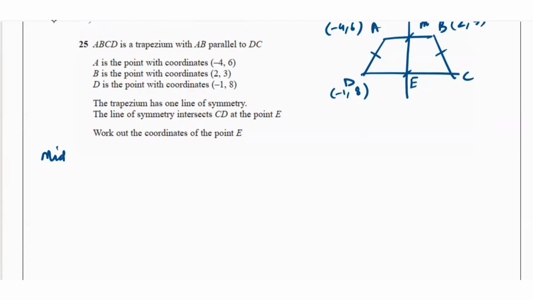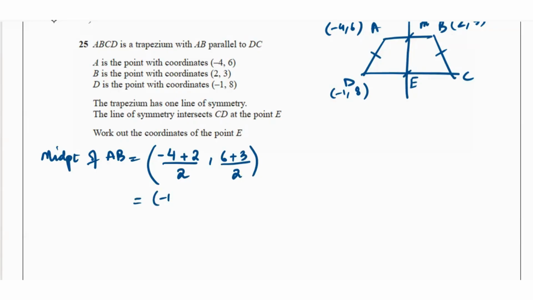So midpoint of AB. That's going to be negative 4 plus 2 divided by 2, comma 6 plus 3 divided by 2. For the midpoint, we add the x coordinates and divide by 2 and the y coordinates and divide by 2. So that's going to be negative 2 divided by 2, which is negative 1. 6 plus 3 is 9. 9 divided by 2 is 4.5. So this is the coordinates of M, which is the midpoint of AB.